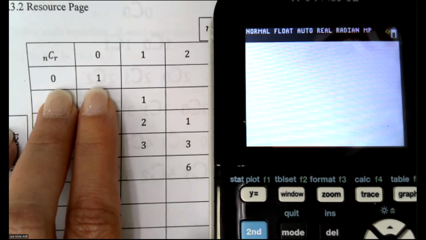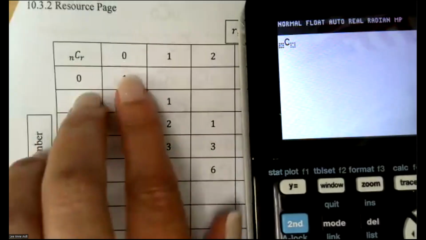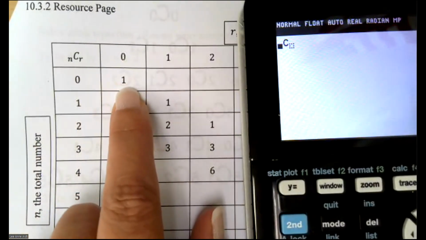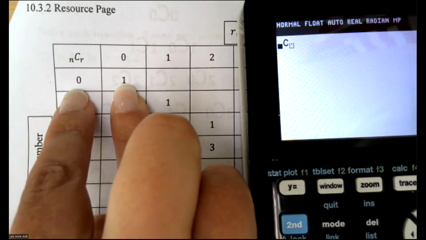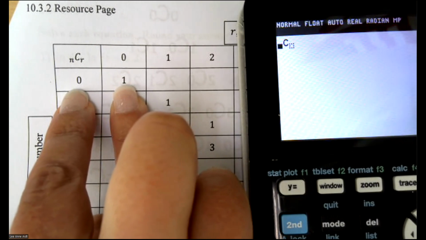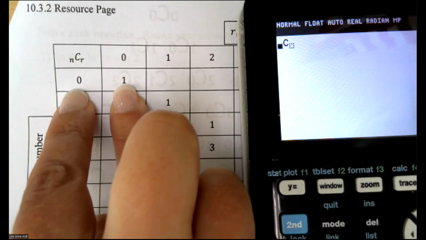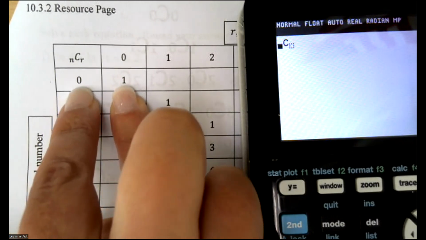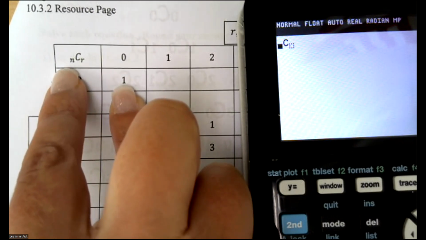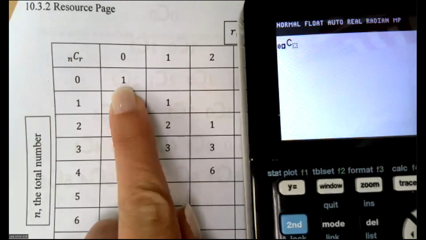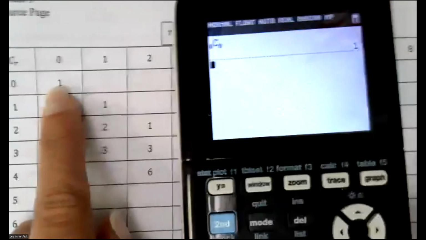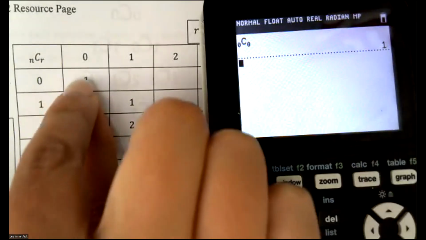So if you go here, this box right here, it has the 0. Okay, can you guys look up here, please? Can you look at the screen? This 0 is the N, and this 0 is the R. So if you guys could do 0, C, 0, that should come out to 1. That's this one right here.